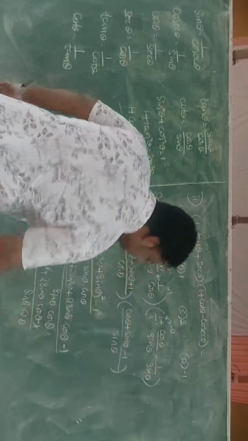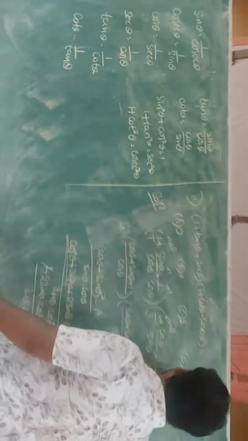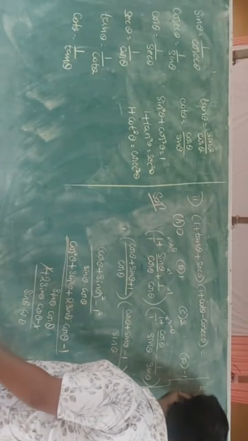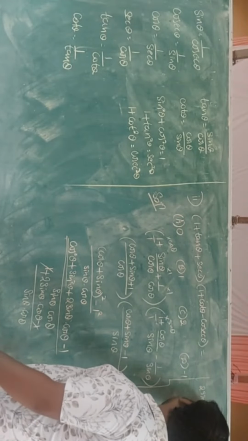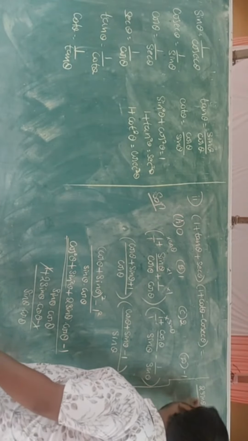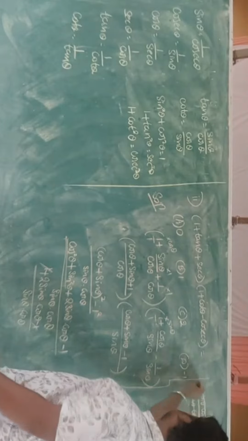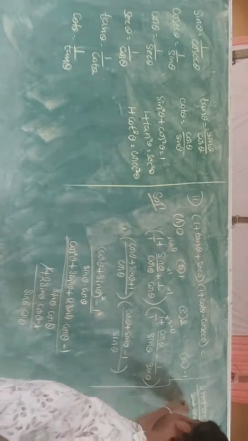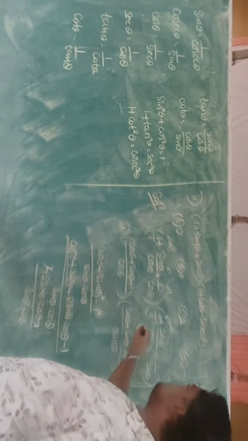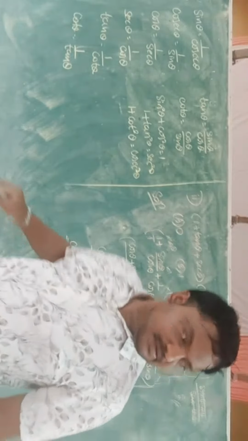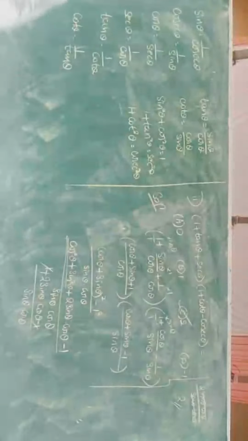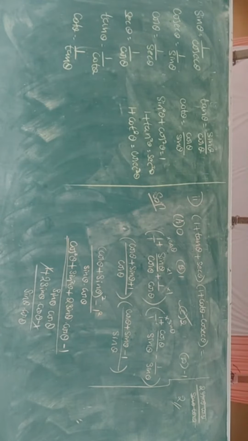Plus 1 minus 1 cancel. Remaining term only 2 sin theta into cos theta, divided by sin theta into cos theta. So sin theta cos theta get cancelled. Remaining term only 2. Hence option C is the right answer. Got it? So any doubts? No doubt.